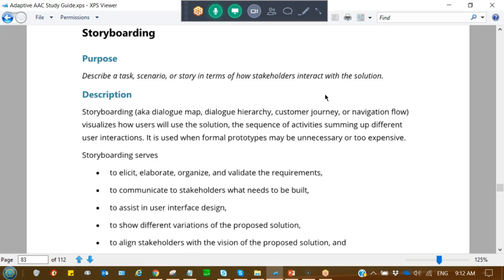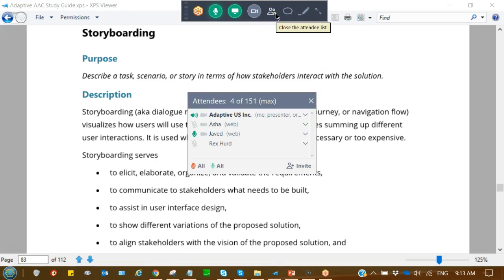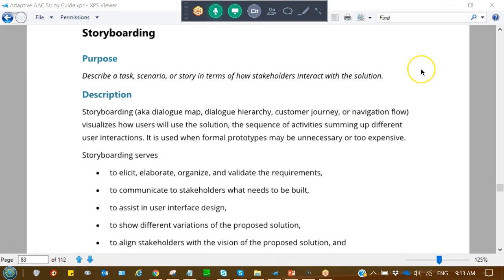Okay. So storyboarding. Does anybody do storyboarding? Has anybody done storyboarding? Yeah, I've used it a couple of times. Yeah, I found it pretty helpful. Yeah, we have also used it.